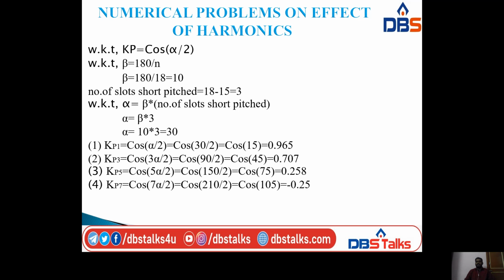And next, coming to the fourth case, for the seventh harmonic component, we know the formula cos x alpha by 2. So here x value is 7. Substitute here, we have cos 7 alpha by 2, that is equal to cos 7 into alpha value 30, that is cos 210 by 2, that is equal to cos 105, that is equal to minus 0.25. These are the different pitch factors for the different harmonic components, that is fundamental component, third harmonic component, fifth harmonic component, and seventh harmonic component. Okay, this is the solution for the given problem.